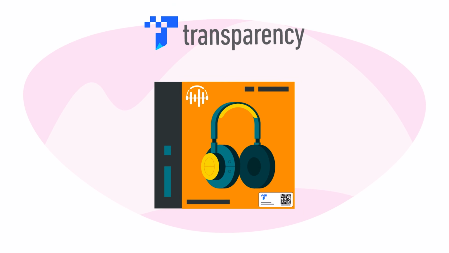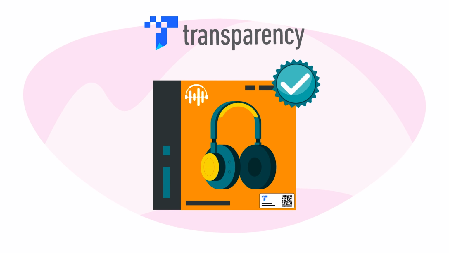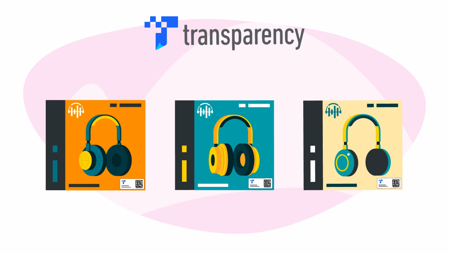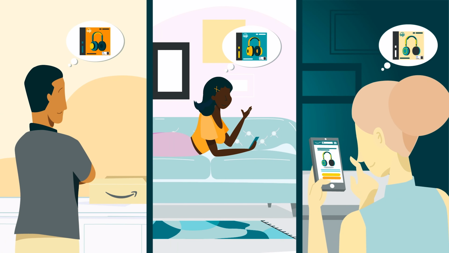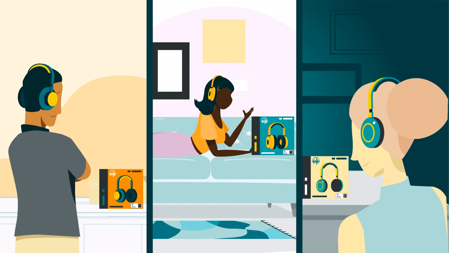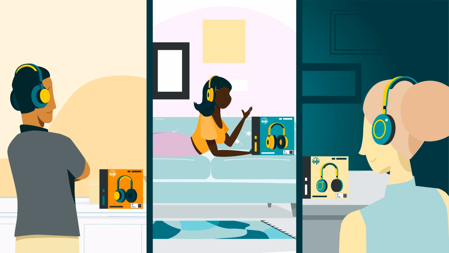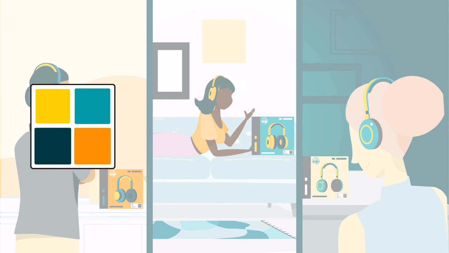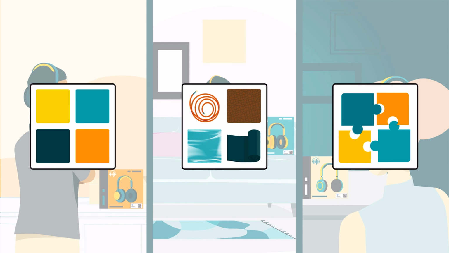You've just learned that verifying your product's authenticity is central to Transparency. Transparency codes also support version protection. If you have multiple product variations to meet your customers' needs, the program can help ensure accurate products are received despite differences such as color, materials, or compatibility.